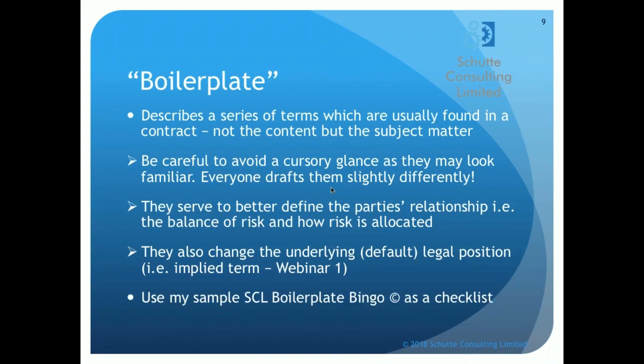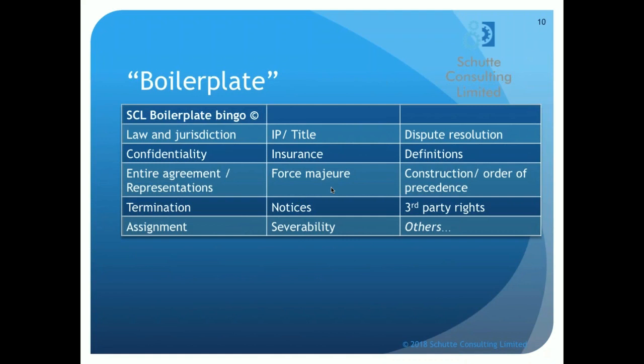So, like I said, I invited people over the weekend to come play Boilerplate Bingo, which is one of the things that we do in my workshops on contract law. I've got a sample on the next slide coming up, which you can use as a bit of a checklist. Like I said, it's an attempt to bring a little bit of light and fun to contracts. So here's my Boilerplate Bingo, and I invite you to use that as a sample of the types of terms which should be found as standard in your contracts.